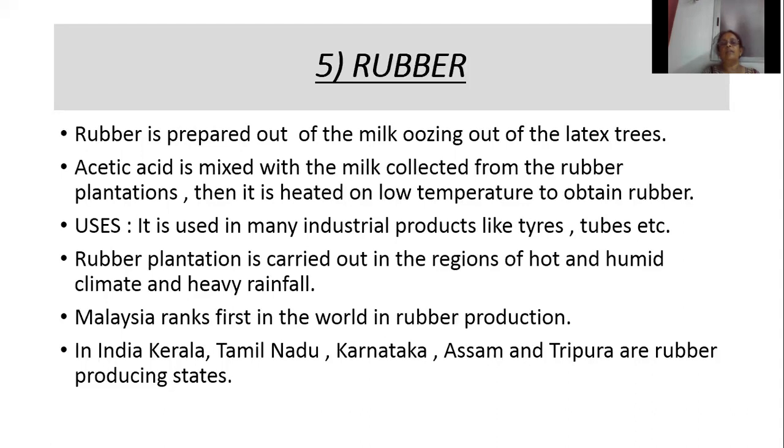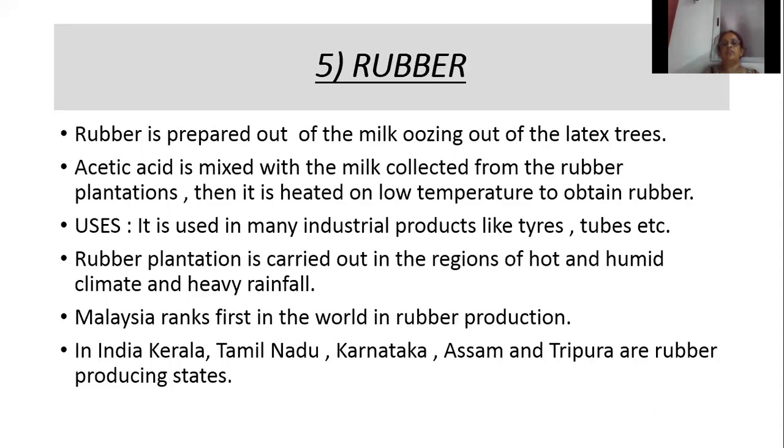So that is how rubber is prepared out of the milk flowing out slowly from the white liquid substance produced by the rubber tree. Then what is mixed with it? Acetic acid, and then it is heated on low temperature to obtain rubber.